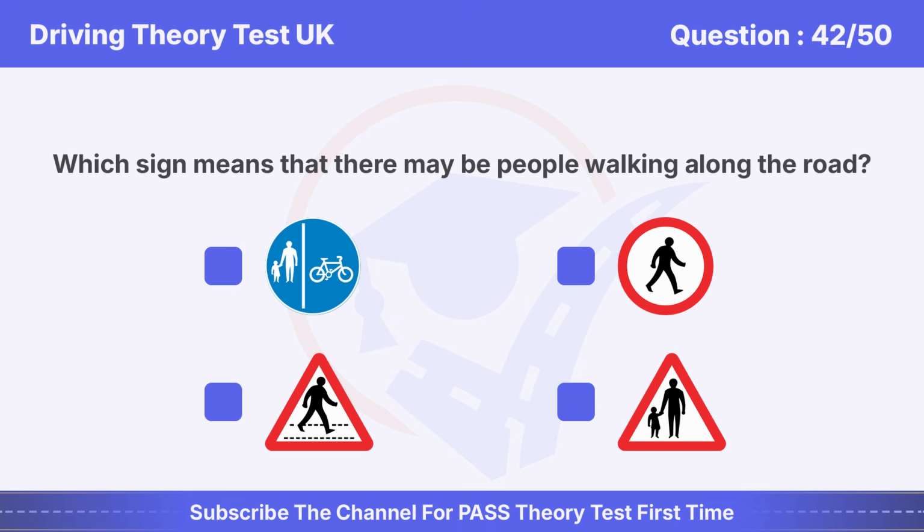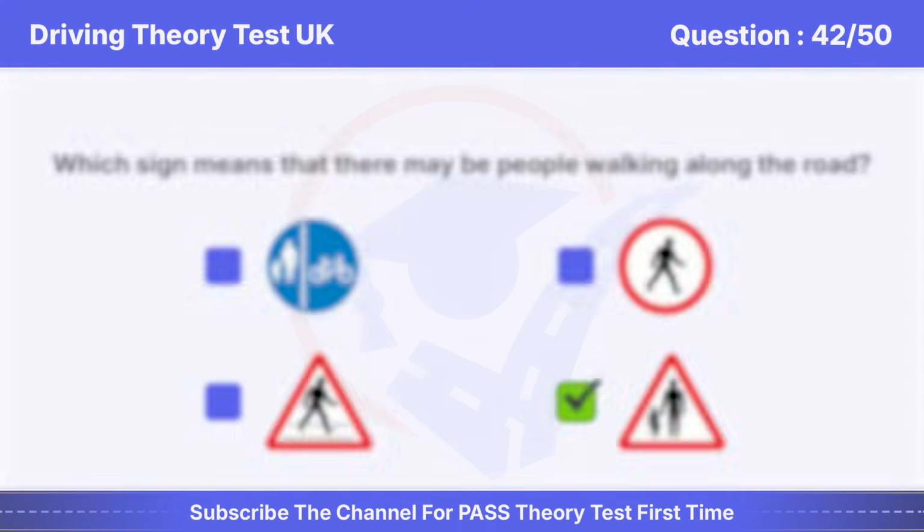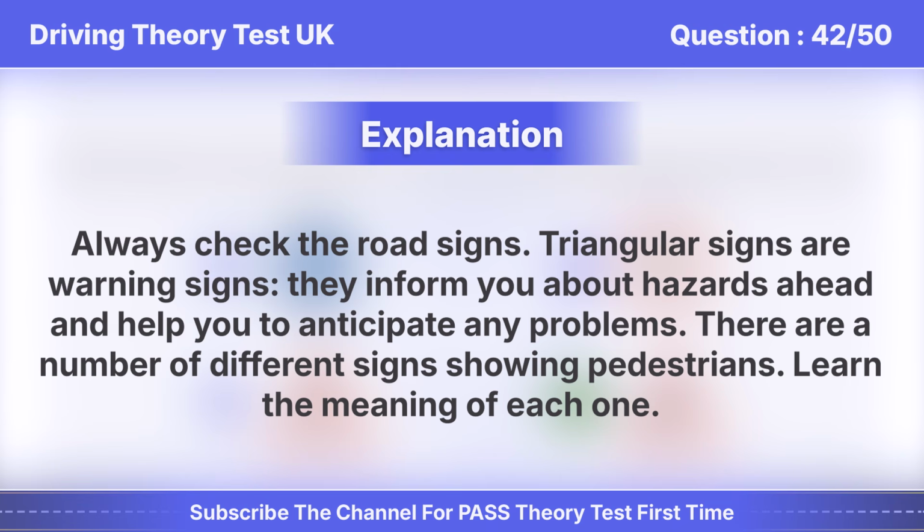Question 42. Which sign means that there may be people walking along the road? Answer is D. Always check the road signs. Triangular signs are warning signs. They inform you about hazards ahead and help you to anticipate any problems. There are a number of different signs showing pedestrians. Learn the meaning of each one.